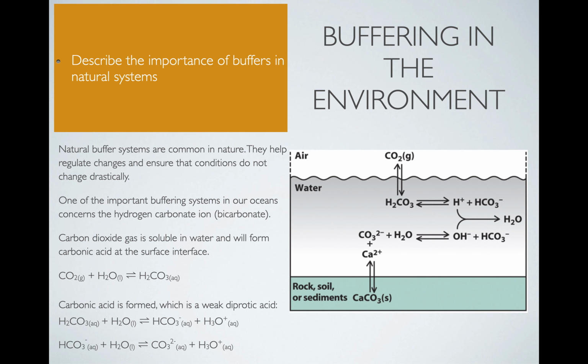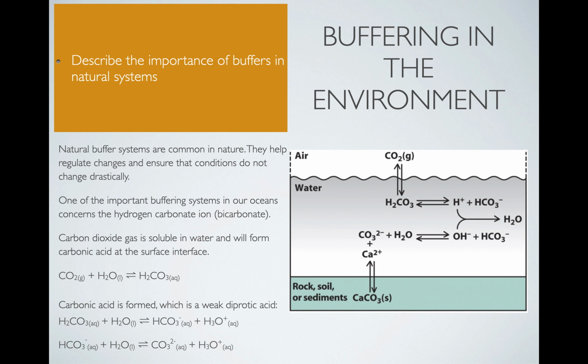So an important buffer system in the environment is the carbonate buffer system, and a few of you did this example when you were doing your assessment task on equilibria. It's the carbonate system. There's an equilibrium between the carbon dioxide gas and the carbon dioxide in the water. Carbon dioxide in water reacts with water to form carbonic acid, and that can dissociate to form the bicarbonate ion, and that can also dissociate to form the carbonate ion.